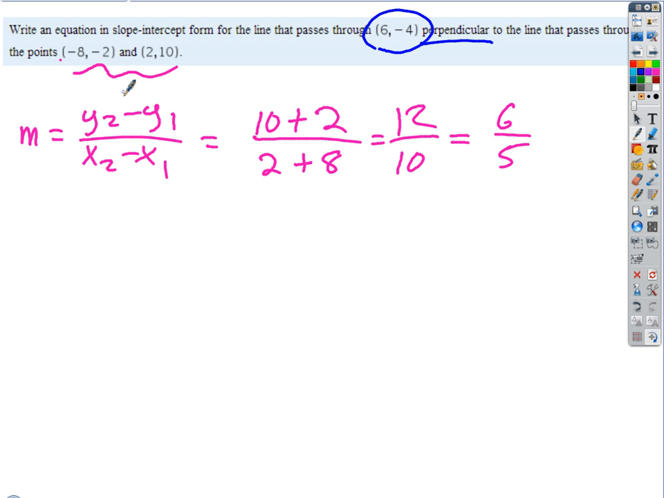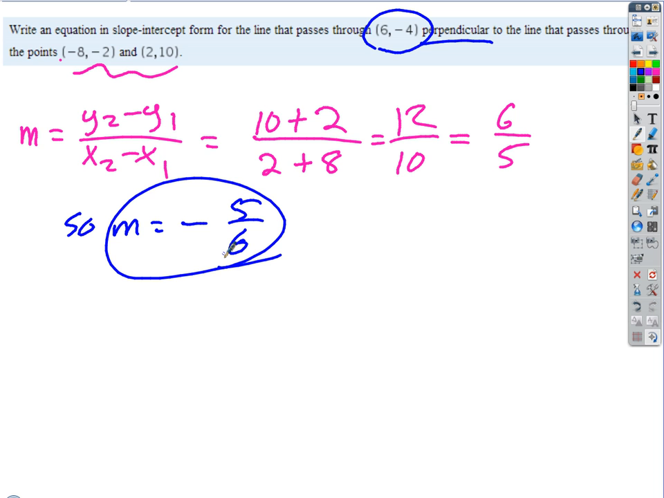How are perpendicular slopes related? Just switch them in negativeness. Opposite reciprocal. There we go. Opposite reciprocal. So our slope is not this. It's the opposite, so it's negative. This was positive, ours is negative, and we flip the fraction: negative 5/6. There we go, we got our slope. All we got to do is calculate b.